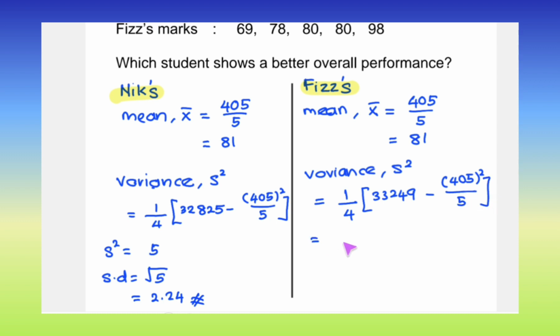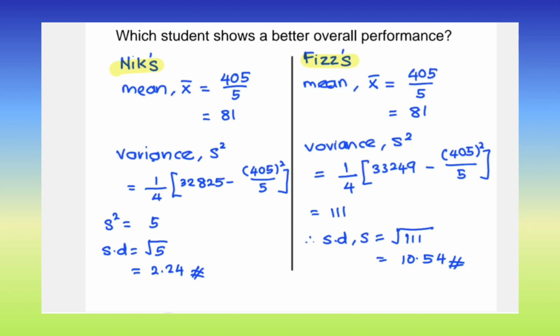Okay, so we have here the variance is 111. Next, find the standard deviation. So we have the square root of 111, which is equal to 10.54. Next, we want to interpret the performance of Nick and Fish.